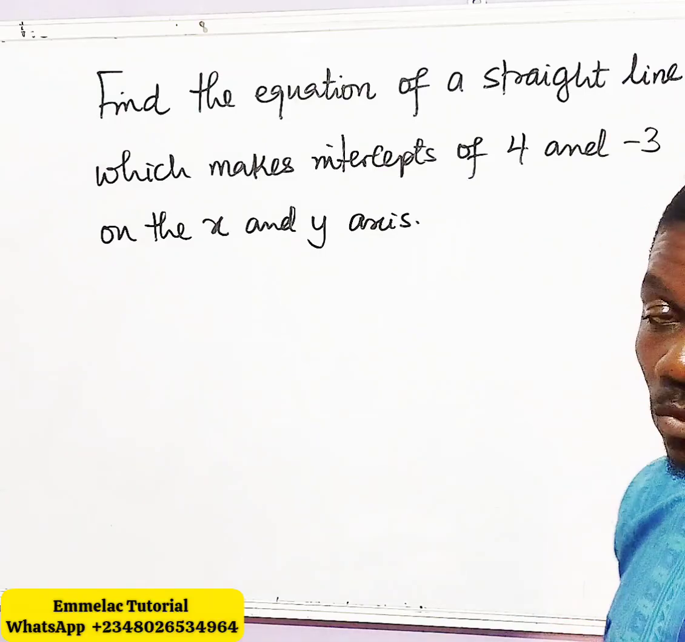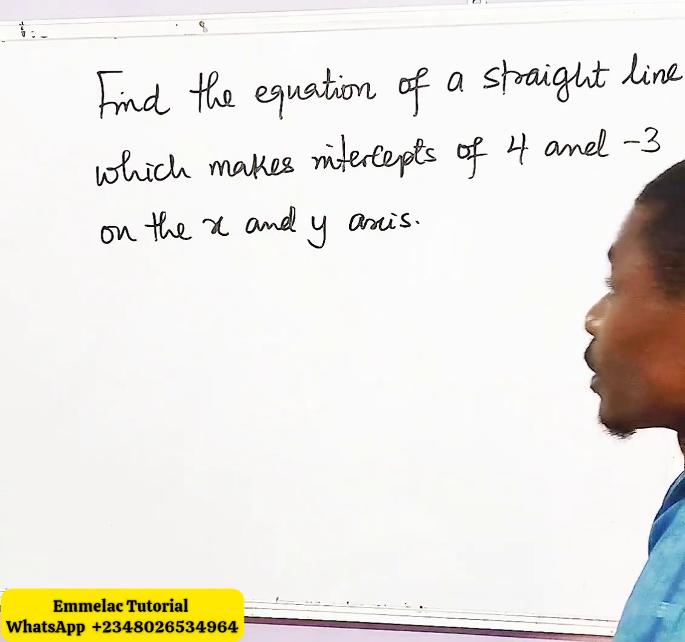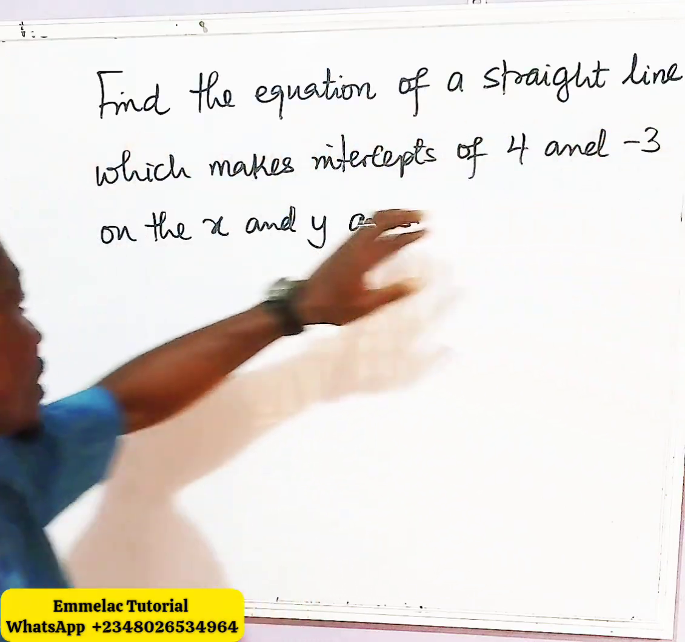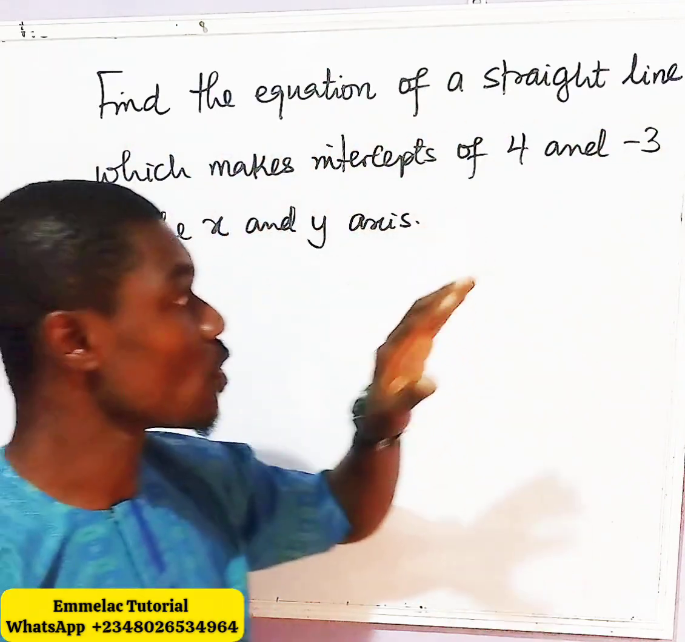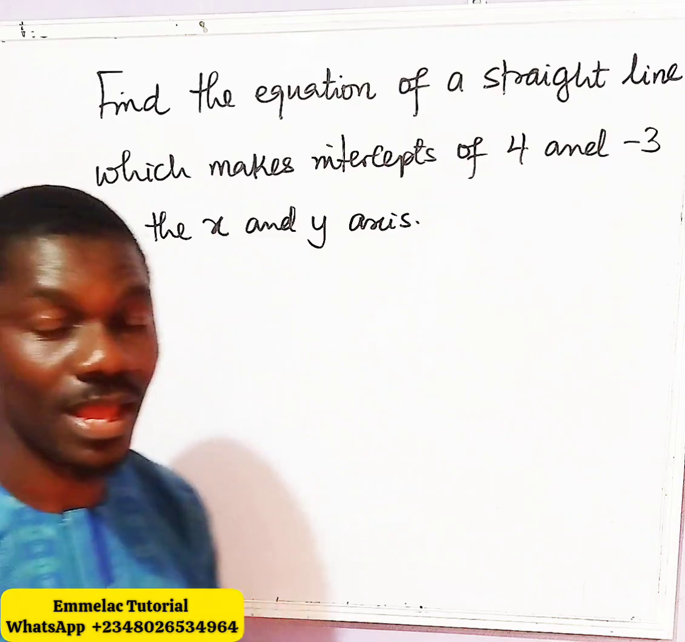Now let us look at this question in geometric, or rather, equation of straight line. It reads: find the equation of a straight line which makes intercept of 4 and negative 3 on the x and y axis.